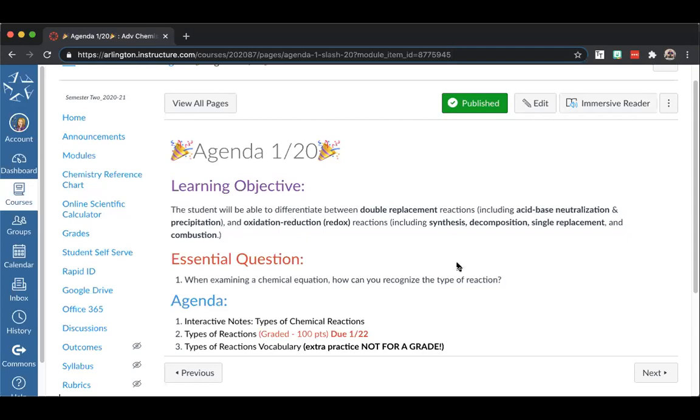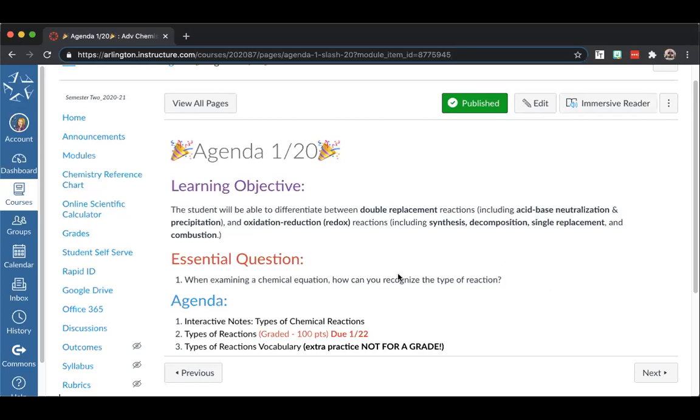And so when we're going through today, if you are given a chemical reaction, you should be able to tell me, is it double replacement or is it oxidation reduction? And then you should be able to tell me which specific type within that. Is it acid-base neutralization or precipitation? Or if it's redox, is it synthesis, decomposition, single replacement, or combustion? So you should be able to tell me both of those things if you're given a chemical reaction to examine.